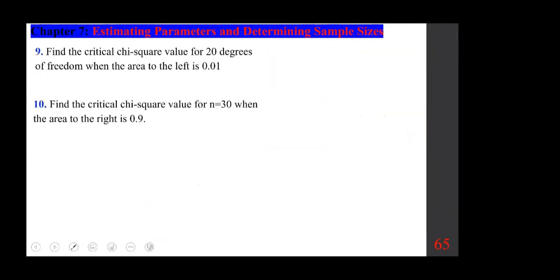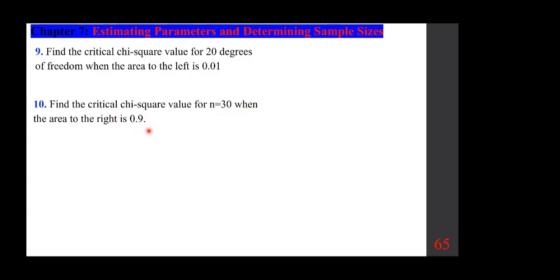Chi-square. Find the critical chi-square value for 20 degrees of freedom when the area to the left is 0.01. Find the critical chi-square value for n equals 30 when the area to the right is 0.9.